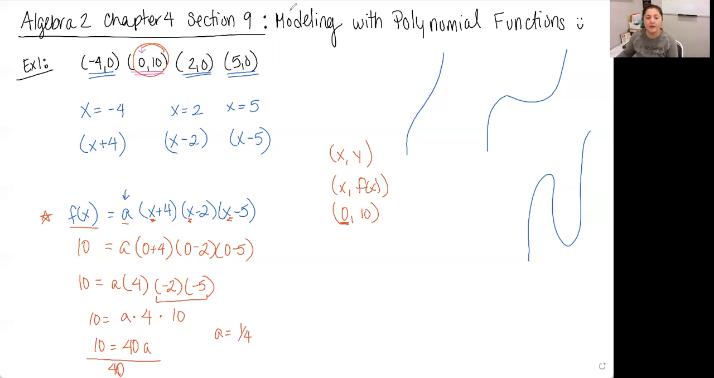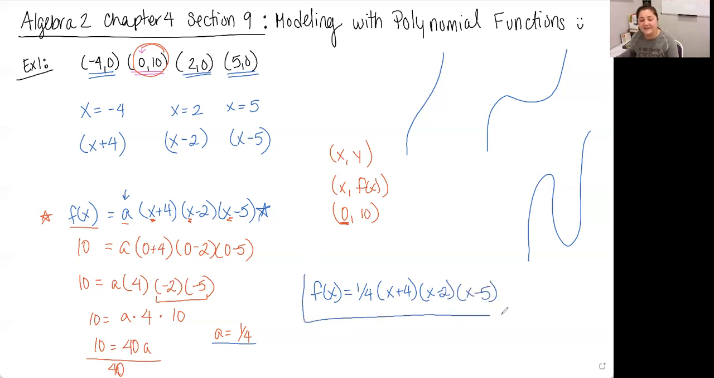Okay. So now we have one final step to really bring everything all together. Realistically speaking, we're going to take this equation right here, and we are going to replace it with a equals 1/4. So my function of x is going to be 1/4 times x plus 4 times x minus 2 times x minus 5. And this is my equation for the polynomial function, given these 4 points right here up top in this equation.